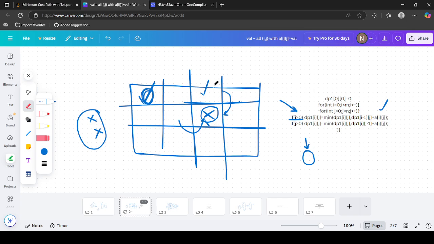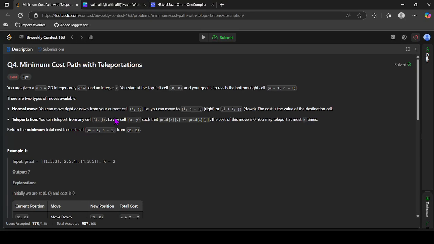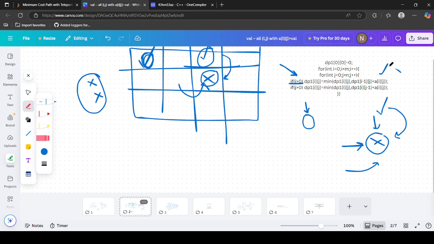And there is some cost to reach the top one, so it is dp1 of (i minus 1, j). So for (i, j), we can come from the top or from the left. If we are coming from the top, then the value is the cost to reach the top cell plus v of (i, j). And similarly from the left. In this way, after doing the whole loop, dp1 of (i, j) indicates the minimum cost to reach (i, j) from (0, 0) without using any teleportations. So this is the simpler one that we can think of.